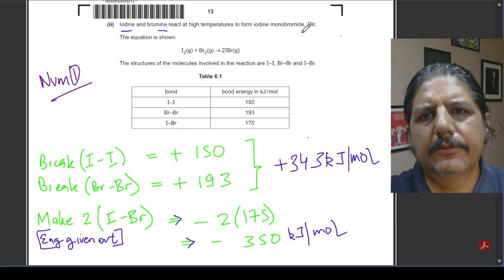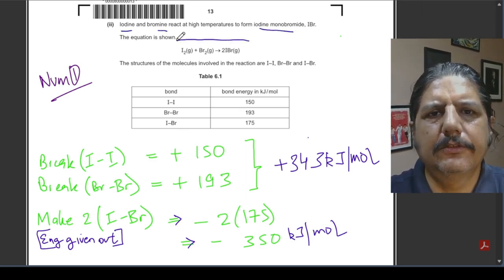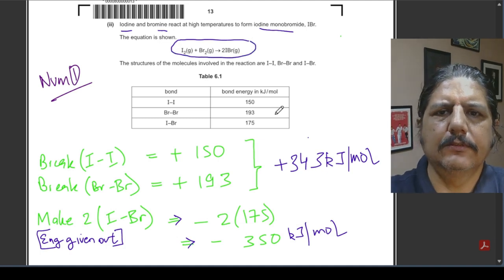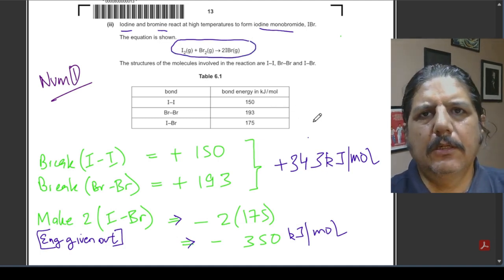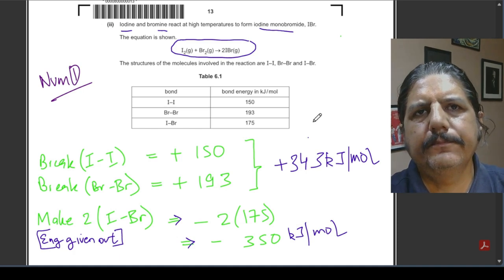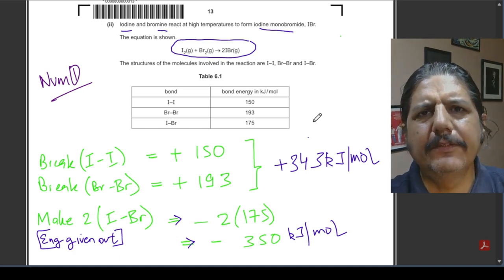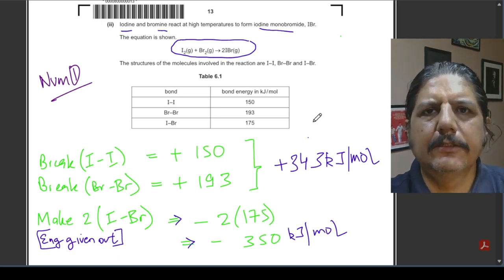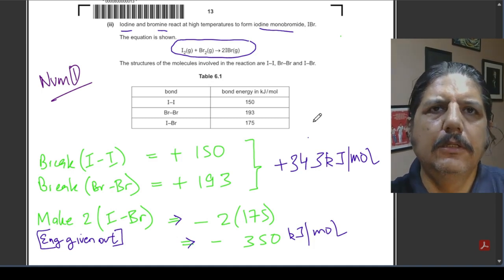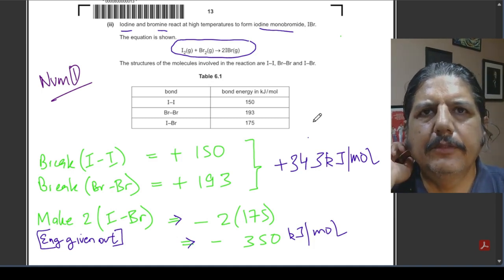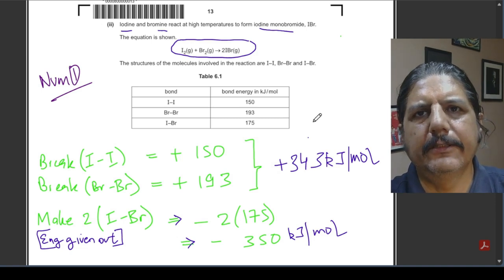Bromine react at high temperature to form iodine monobromide. This is a reaction which is shown with the structure of the molecules, and this is the bond energy. Now, once you understand the logic, this is a very simple topic. All that you need to understand is that it's a very commonsensical approach. If you want to break something, you need energy.